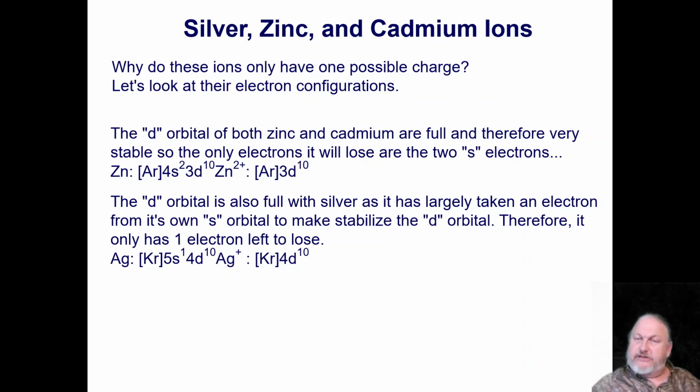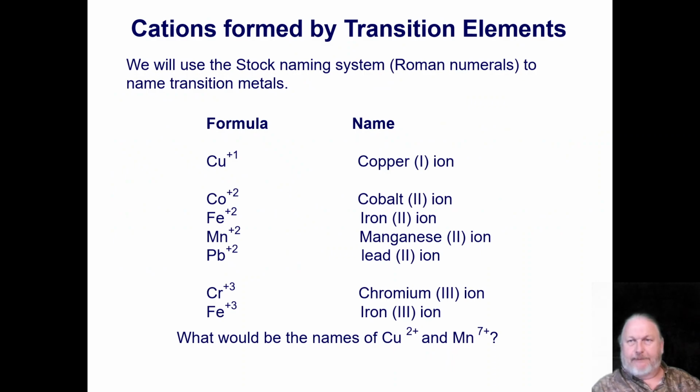If you look at silver, it's full, because it's taking an electron from its own s orbital to make a stable 10 electrons in the d orbital. So it's only going to lose that 1 s electron, and that's why it's got a +1 charge. Okay, so if you look at these, we're going to use those Roman numerals.